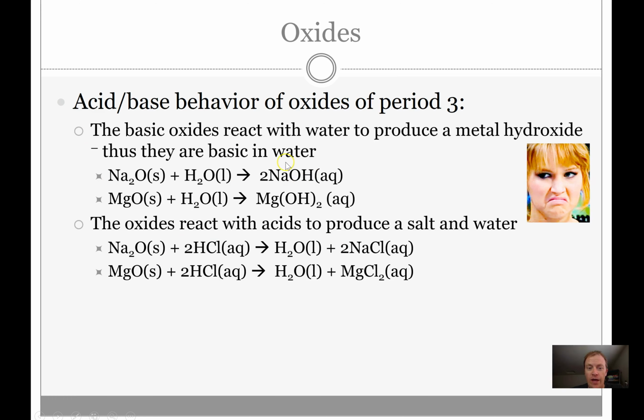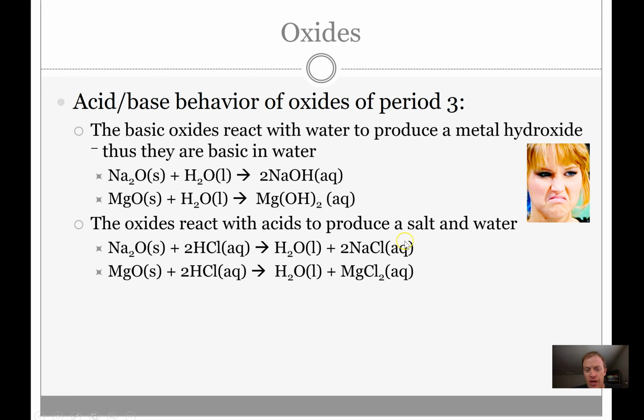So hopefully you remember that hydroxide is associated with basicity, alkalinity. But yeah, both of these are strong bases. So when we react these oxides with water, they produce strong bases. So therefore we consider them to be basic. When we put them in water, they form a basic solution.